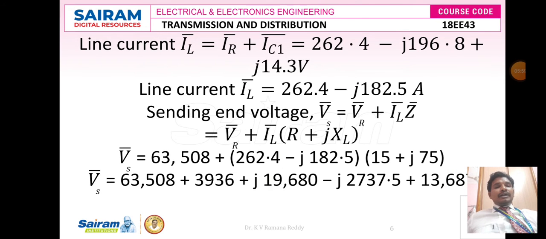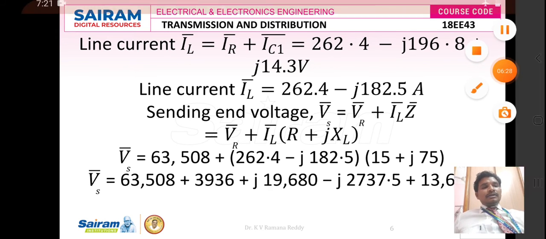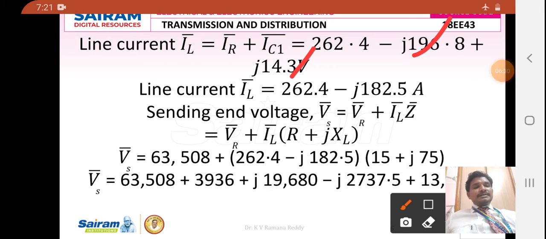Next, line current IL bar is equal to IR bar plus IC1 bar. Therefore, line current IL bar is equal to 262.4 minus j 196.8, which is IR bar, plus j 14.3, which is IC1 bar. Then the two imaginary terms, minus j 196.8 plus j 14.3, become minus j 182.5 amperes. That is line current IL bar.